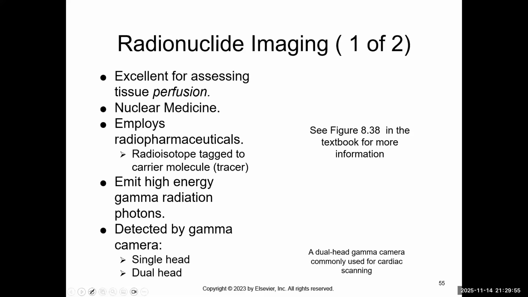The cameras can be manufactured or built with one camera head or a single head system, or they can be built with two camera heads or a dual head system. If we have a dual system, it gives you faster and clearer images over the single head system. So again, nuclear medicine, we're using radioactive isotopes, making the patient radioactive, and we're detecting that radiation that they're giving off with the gamma camera.